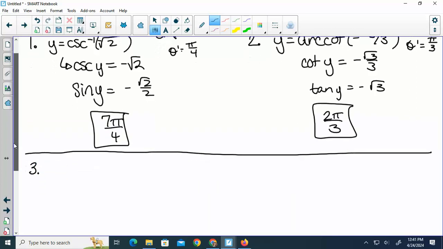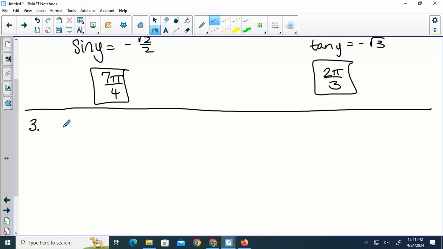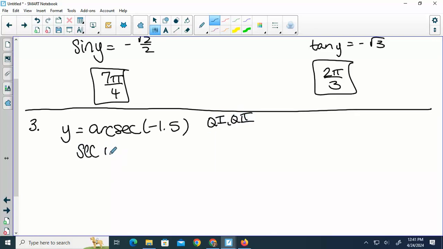So problem 3. We have y equals arc secant negative 1.5. Arc secant goes along with cosine, so that's 1 and 2. This means secant of some angle is negative 1.5. If it's negative, we are in quadrant 2. If you don't like secant, that means cosine is 1 over that, or negative 2 over 3.